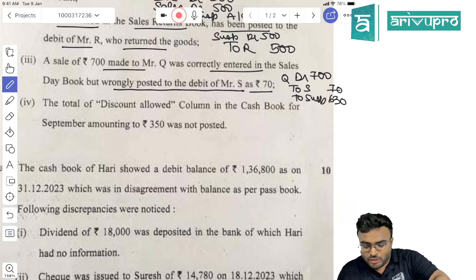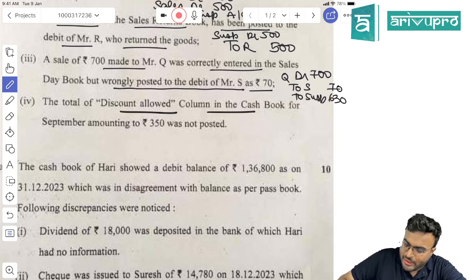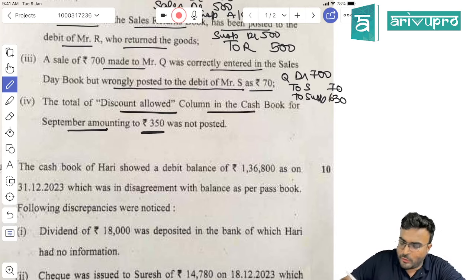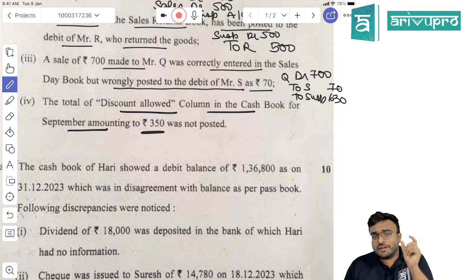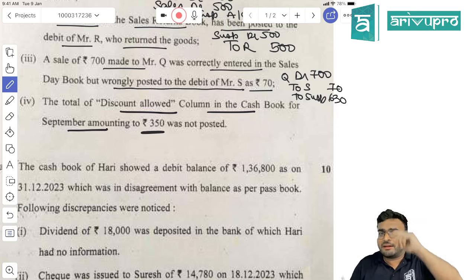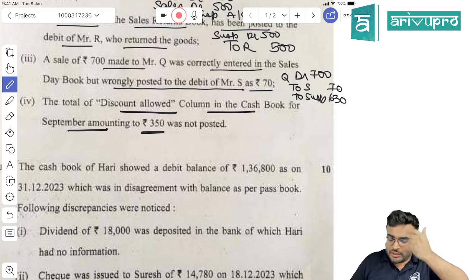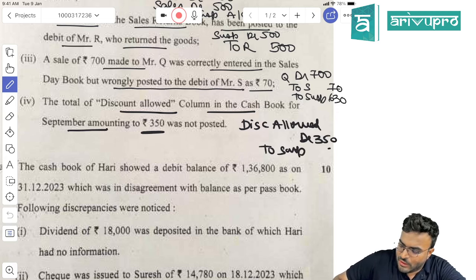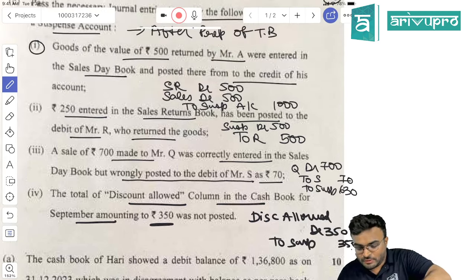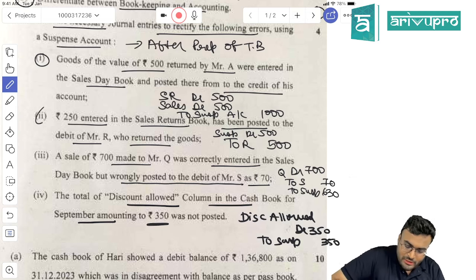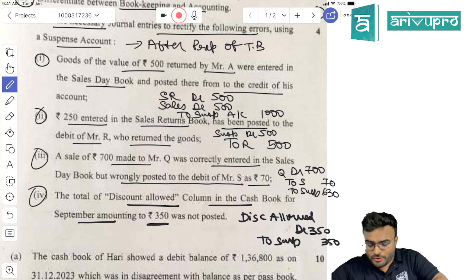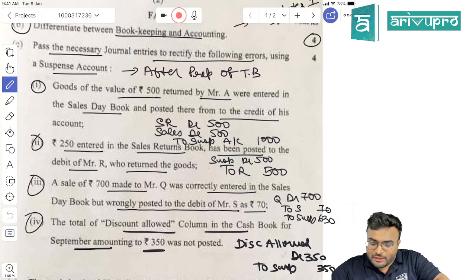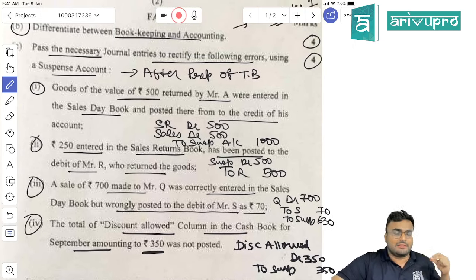Clear? Next, total of the discount allowed column in the cash book for September amounting to 350 was not posted. Total of the discount allowed. When total is not posted, only one side. The line items are correctly posted. Total is not posted, discount allowed. So we will pass the entry: discount allowed debited 350 to suspense account 350. Okay. If you notice, all these questions we had discussed in our marathon video. Okay. Simple general questions. So 4 marks rectification easily into the pocket.